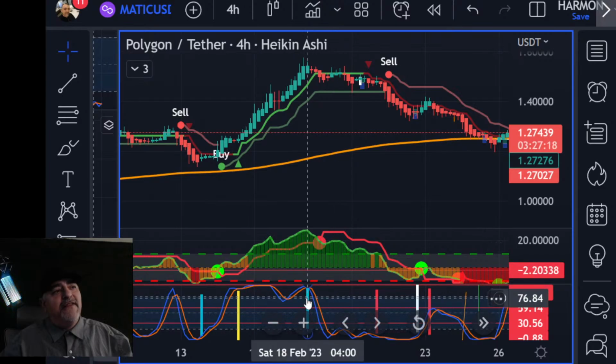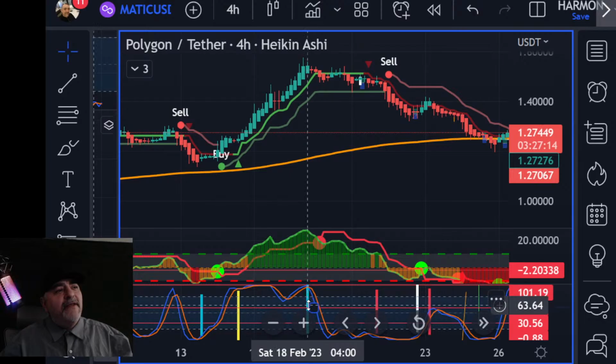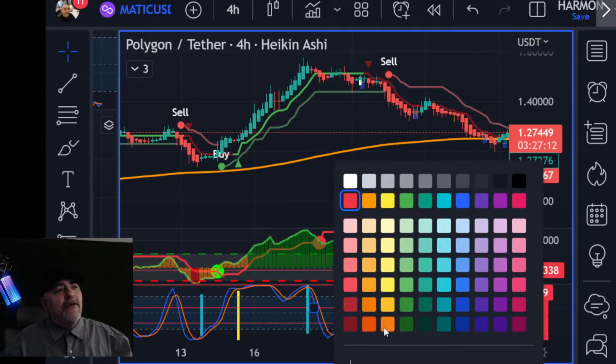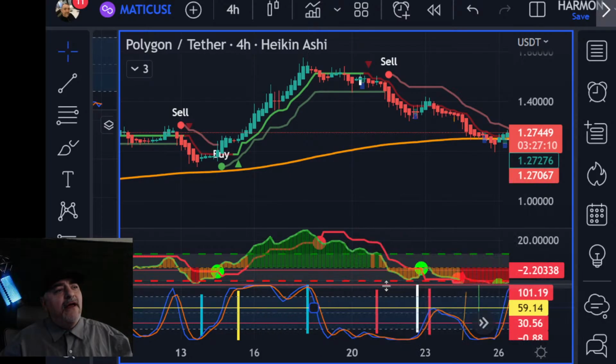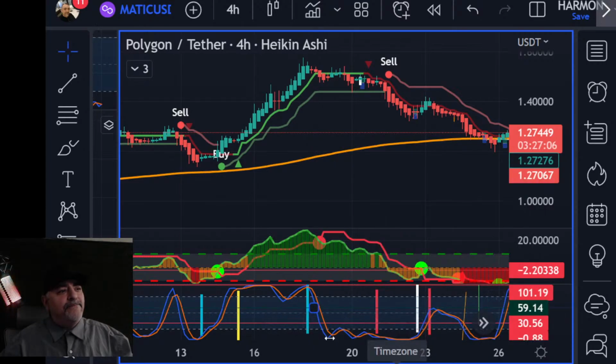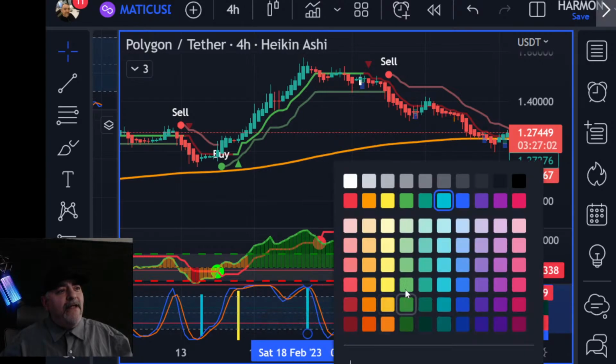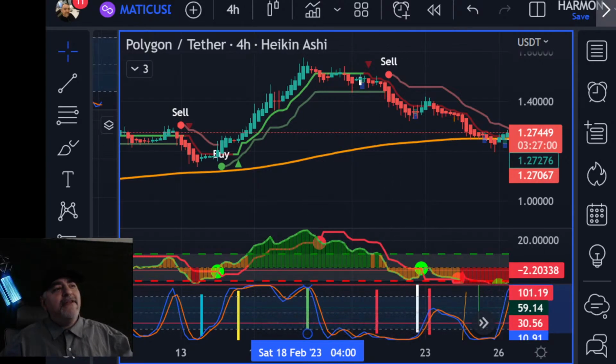So I want to take this color here. I'm going to make this a different color, a color I can remember. It's going to be a yellow. Let's get this into something a little different. What do we want? Let's go green. Okay.